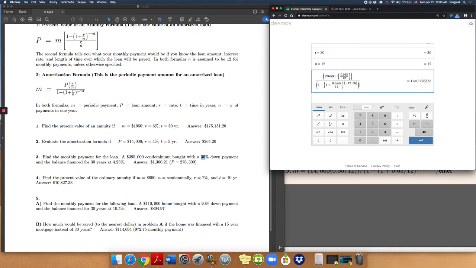30 years is a typical time period for mortgages. Usually it's either 15 years or 30 years. And I get 14,000. Okay, this is different from what I have written here, so maybe I made a mistake somewhere. Let's see. Oh, 276. Oh yeah, I wrote the wrong value here. This is 0.0425, not 0.045. Okay, so then I come out with $1,360.21 to the nearest cent.